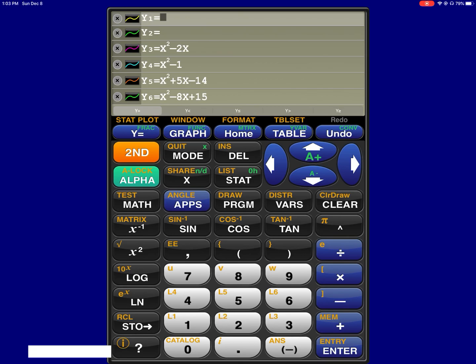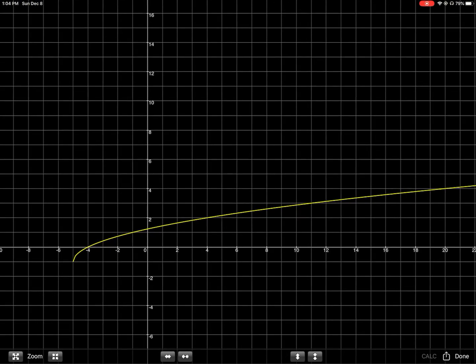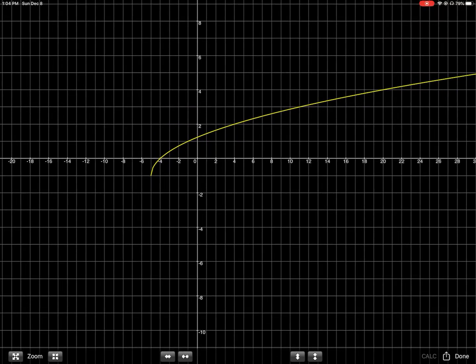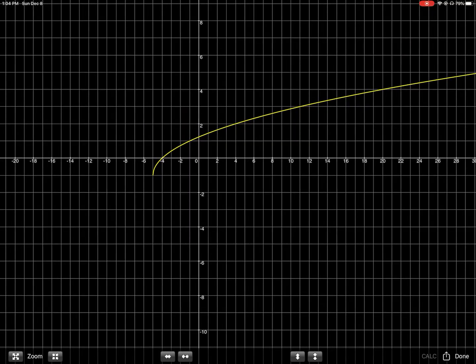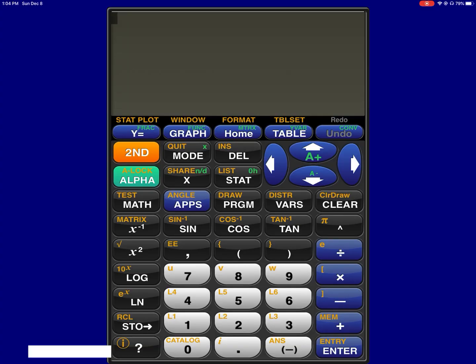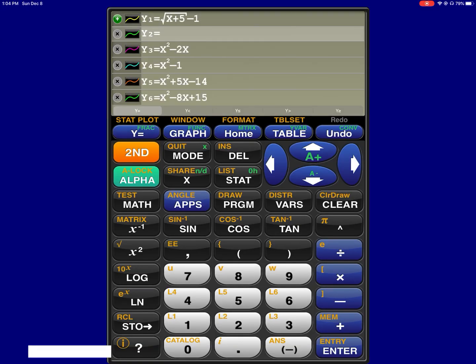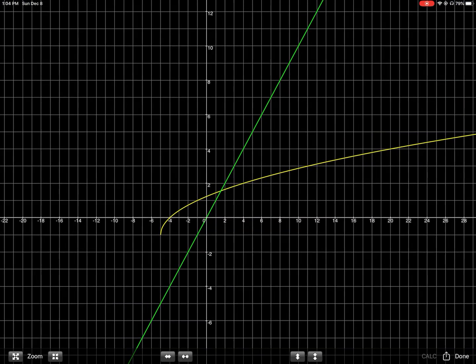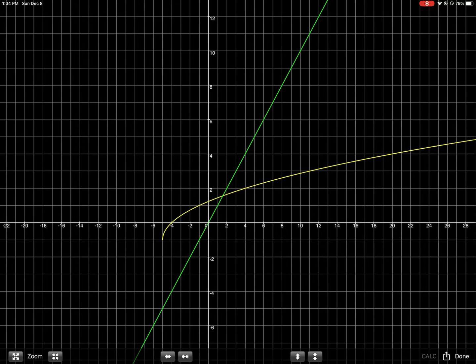And it looks like the first thing I want to graph is that original function. I have the square root of x plus 5, and then we had minus 1 outside, right? So we look at that graph. Here's that square root curve, so you can see it. And remember, our inverse for this is going to end up being a reflection across the line y equals x. Let's go ahead and just graph that, right? So it's going to be a reflection across this green line that you see here.